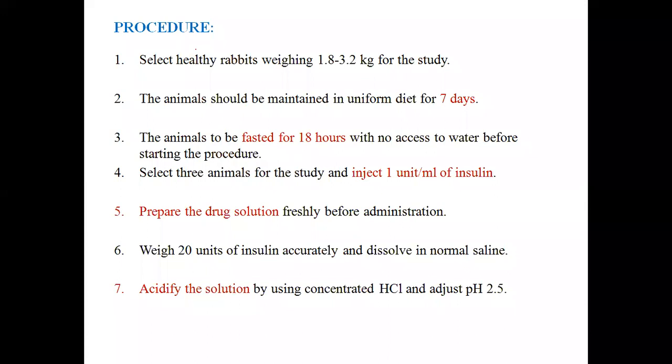Now come to the procedure. What you have to do is select healthy rabbits first, and the weight should be between 1.8 to 3.2 kg. Then the animals should be maintained on a uniform diet for 7 days. You have to maintain a uniform diet just to avoid error.